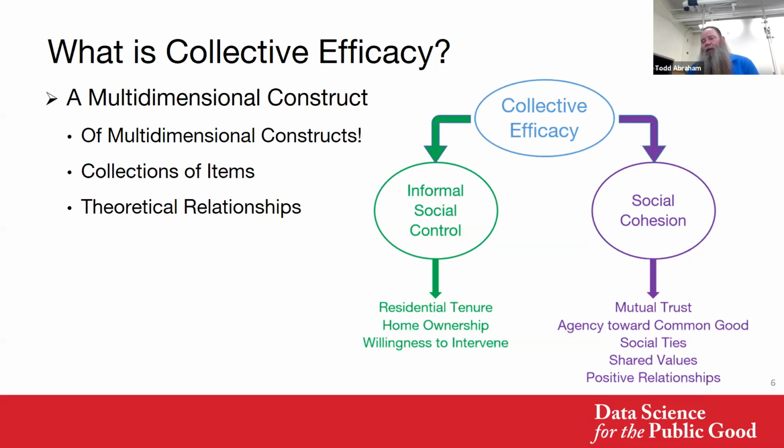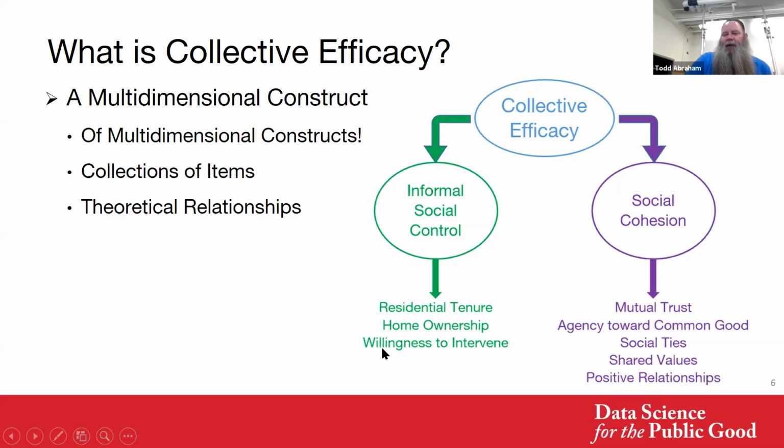Social cohesion, on the other hand, relates to things like trusting your neighbors, everybody having an attitude toward the common good of the neighborhood and agency towards pursuing that. Strong social ties in the neighborhood, shared values, positive relationships with your neighbors. Are you willing to help them? Are you willing to loan them tools, bring them food, things of that nature?